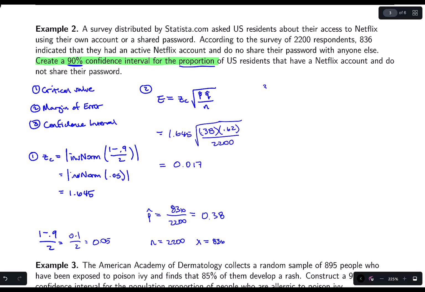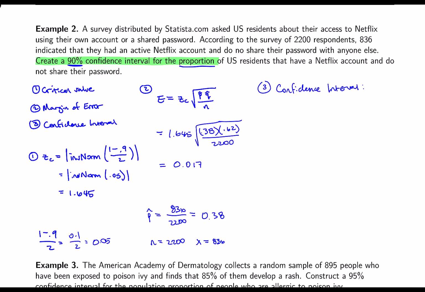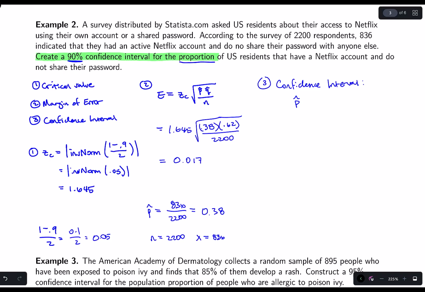So then our last step here is to come up with our confidence interval. And our confidence interval is always basically constructed the same way. It's whatever our point estimate is, and our point estimate changes here because we're dealing with proportions. So it's not a mean, it's the percent out of the sample that favors the event, plus or minus that margin of error, which we just got from step 2. So p hat is 0.38. The margin of error is 0.017.